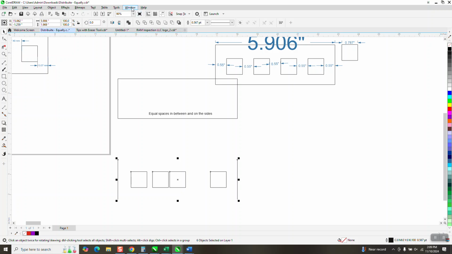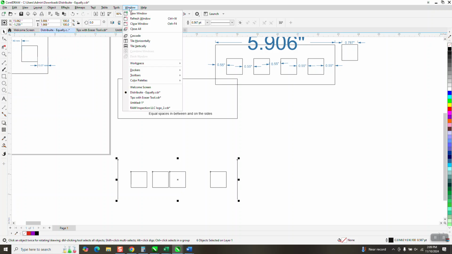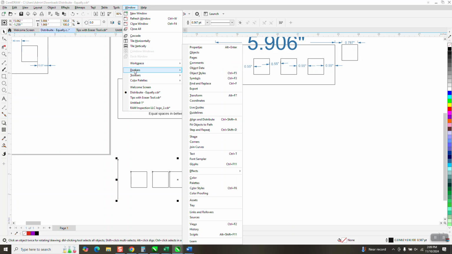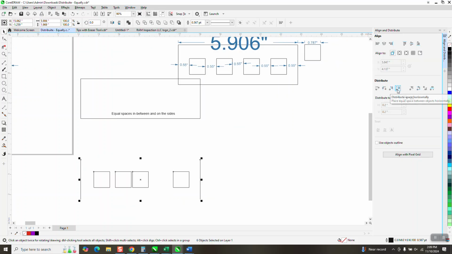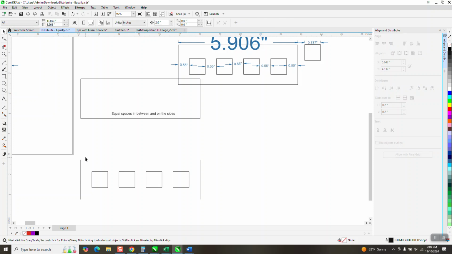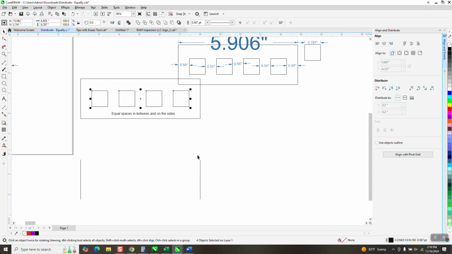This is so easy, I don't know why I didn't think of it earlier. Windows, Dockers, Align and Distribute. And you have to pick this one right here, which is distribute space horizontally. Look at that. Now take our 4 objects and put them back up to the box.